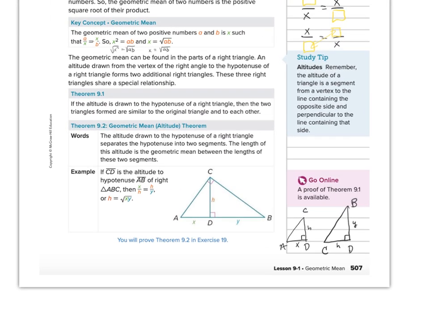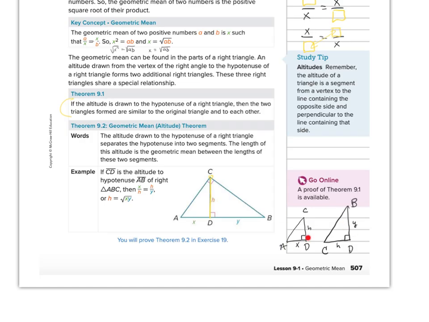So here, Theorem 9.1 says, if an altitude is drawn to the hypotenuse of a right triangle, so here's my altitude, the height of the triangle, then the two triangles formed are similar to the original triangle. And they're saying that h is going to be my geometric mean. The height of that triangle is the geometric mean between the two pieces it has intersected. And I just sort of redrew the pictures.